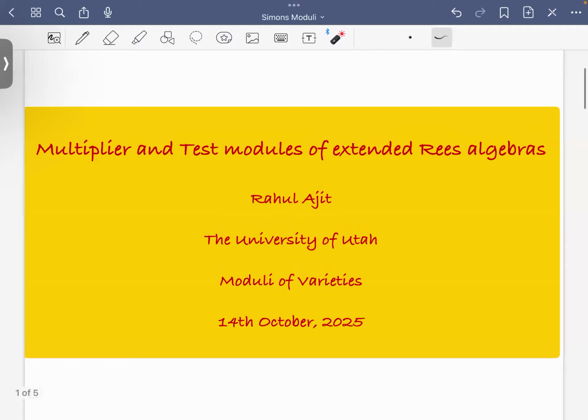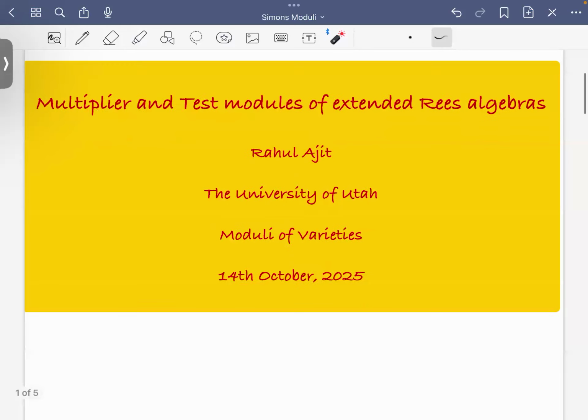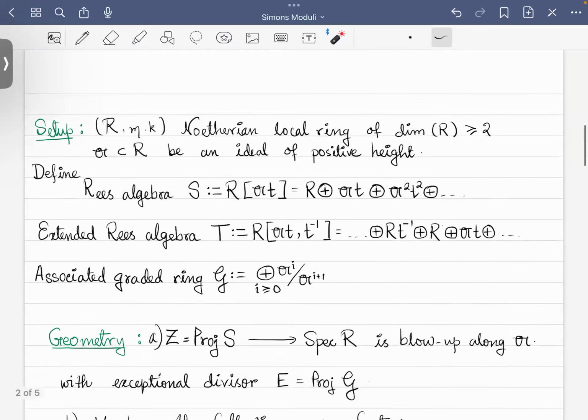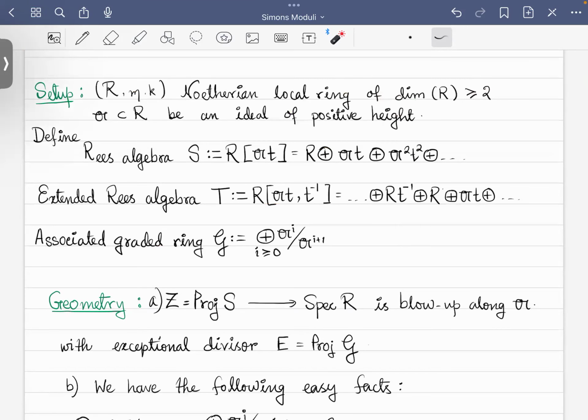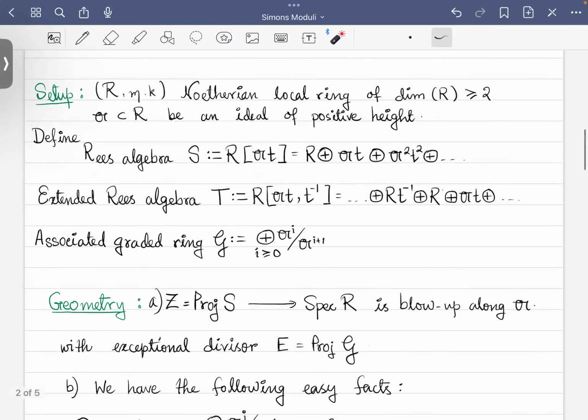This is the only typed up version of my slide. Okay. So I am going to talk about test modules and multiplier modules of extended Rees algebras. But before that, I want to clarify the notations.